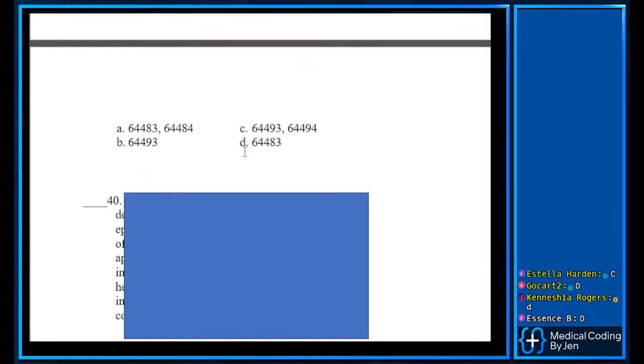All right, we've got 2 that are in the 83s and 2 that are in the 93s. What are the differences between those sets of codes?